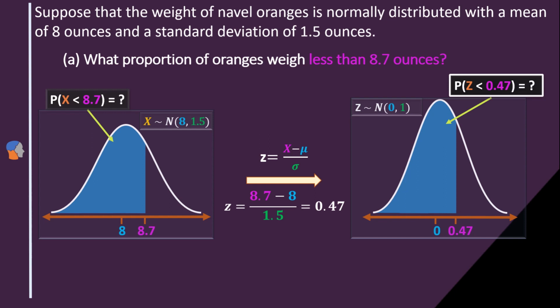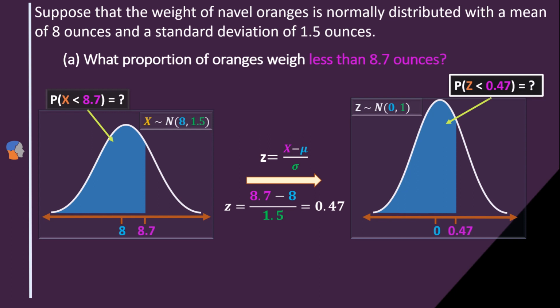Actually, what is the meaning of this? Here the 8.7 changes to the z value, that is 0.47. This z value change keeps the same area. Therefore, probability of x less than 8.7 is equal to the probability of z less than 0.47.